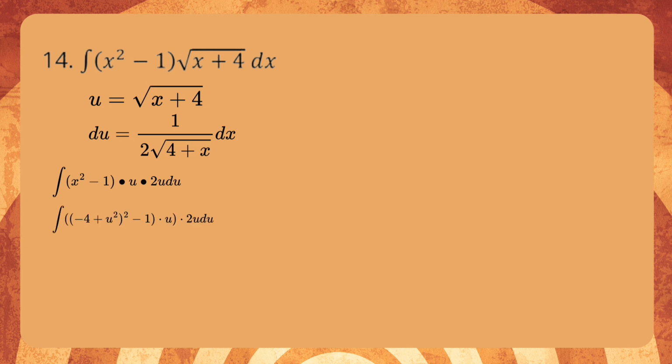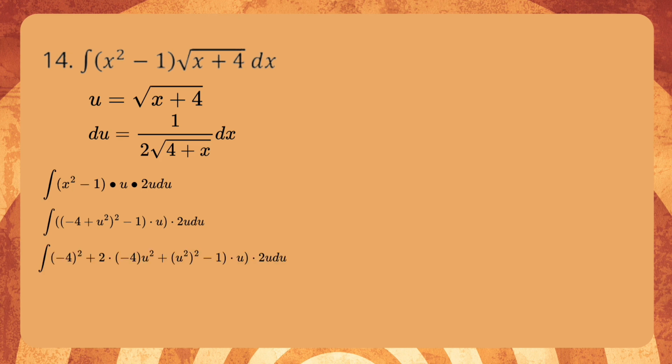Then the next step is isa-substitute lang natin siya. So magiging integral of negative 4 plus u squared minus 1 times u times 2u du. And now we can expand it na. So magiging integral of negative 4 squared plus 2 times negative 4 u squared plus u squared minus 1 times u times 2u du.